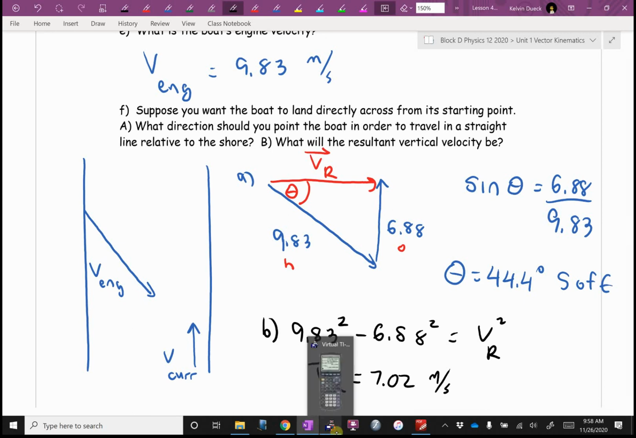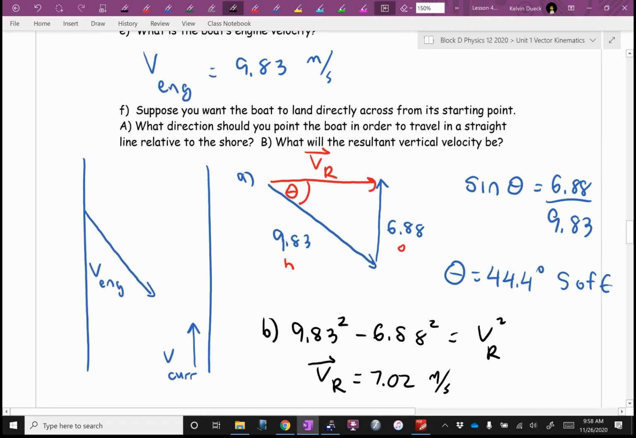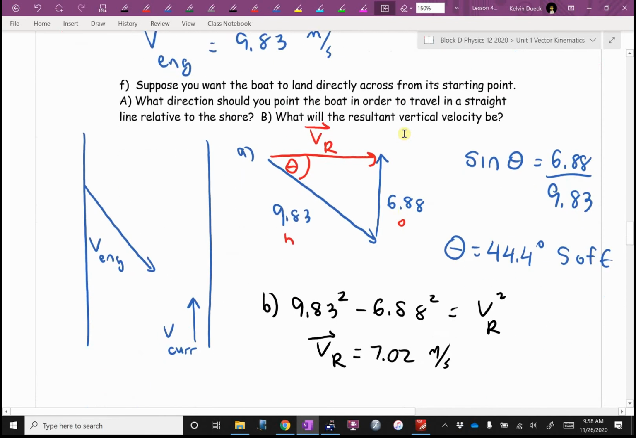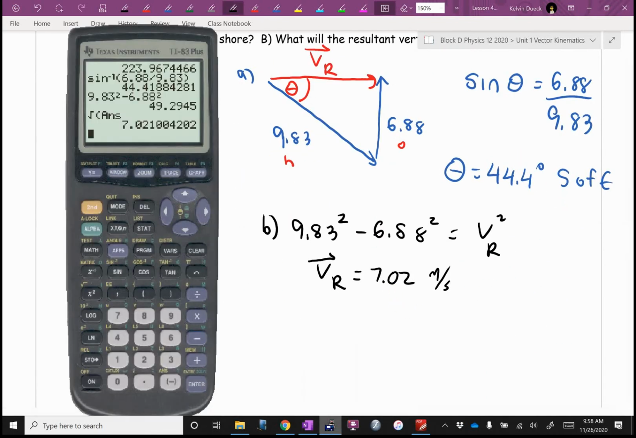Well, what was the distance across the river? 300 and something? Or am I remembering wrong? Sorry? 320? Okay. So, and this is also a Vx. So 320 divided by that, it would take 45.6 seconds. What was the original time? Sorry? 32.6. So an extra 13 seconds on the boat, but you save yourself a couple hundred.